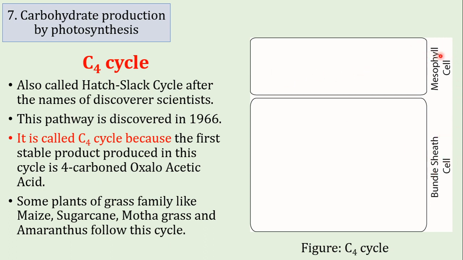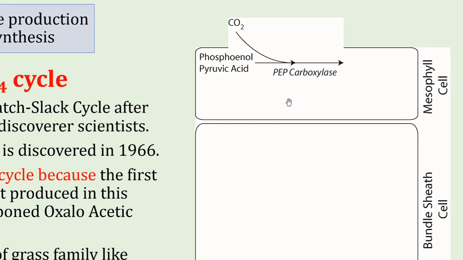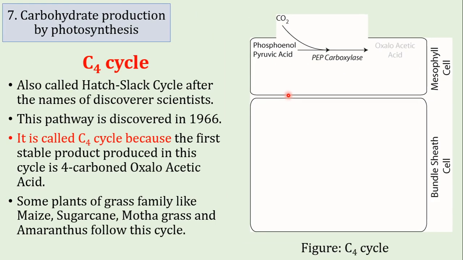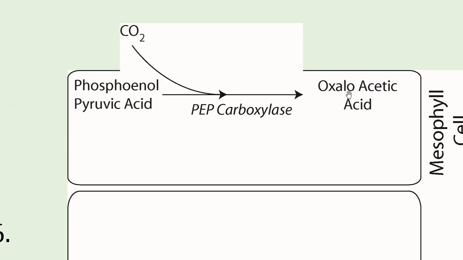In the mesophyll cell, there is a precursor molecule called phosphoenolpyruvic acid. That is a 3-carbon compound. There are numerous molecules in the mesophyll cell that capture carbon dioxide, that assimilate carbon dioxide, and in this process the PEP carboxylase enzyme helps. The first stable product in this cycle is oxaloacetic acid, which is a 4-carbon compound. That is the reason behind naming it the C4 cycle.